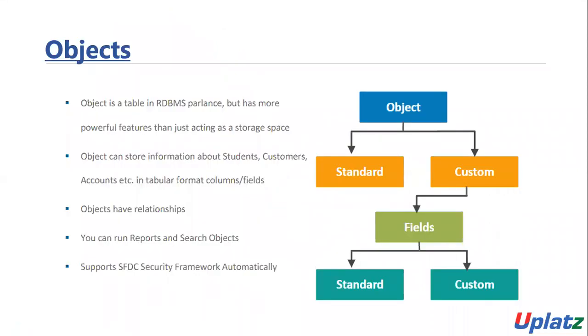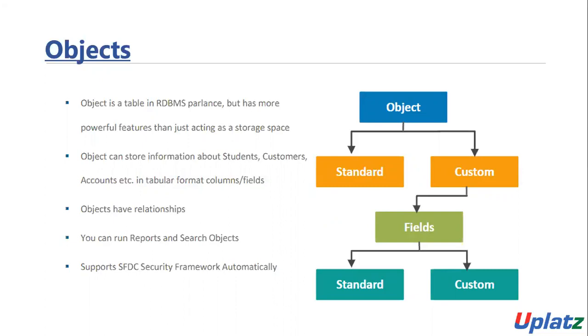Objects, as we already know, an object is a table in RDBMS parlance, but has more powerful features than just acting as a storage space. An object can store information about students, customers, accounts, etc. in tabular format, columns, fields. Objects have relationships. You can run reports, and such objects support the SFDC security framework automatically.